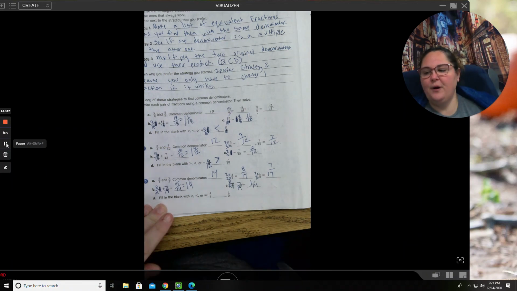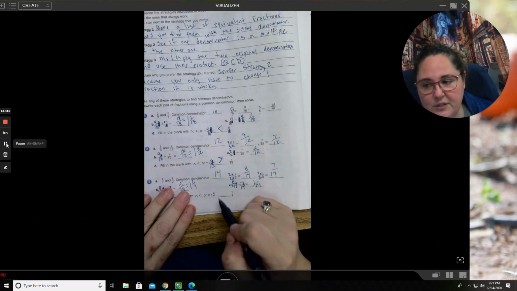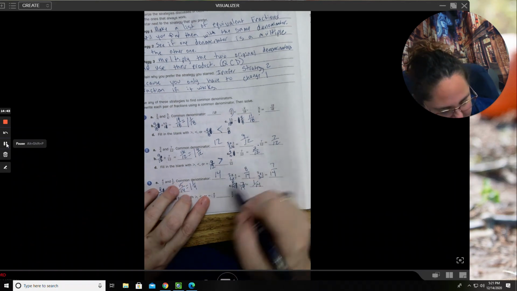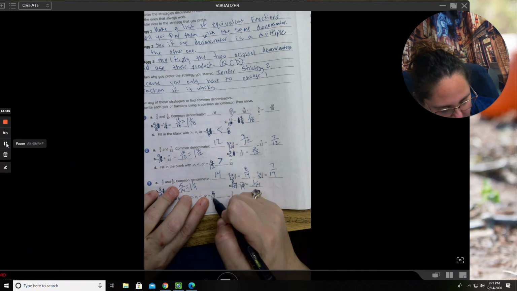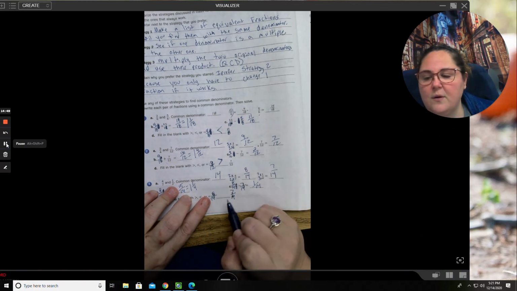That's how I would rewrite and solve. And finally, for part 3D, fill in the blank. Which one is bigger? Is it greater than, less than, or equal to? I'm going to rewrite my problems. 8 over 14, 7 over 14. All right, what's bigger, 8 or 7?